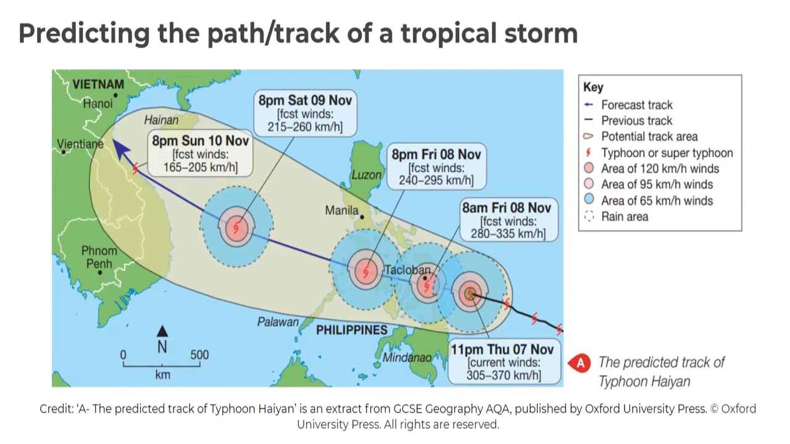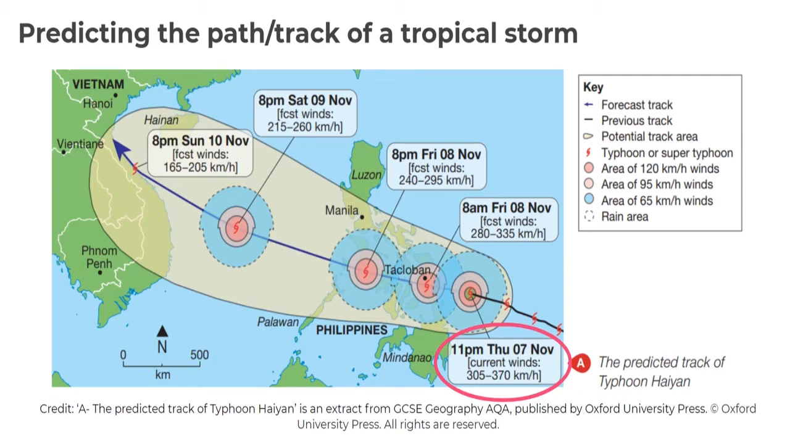The map on the screen shows an example of the predicted path of Typhoon Haiyan in 2013. It also shows rainfall and wind predictions to predict changes in tropical storm intensity over time. Being able to read this map is a geographical skill. So the blue line shows the forecast track where we think the tropical storm may travel. The map was actually created at 11 p.m. on Thursday, the 7th of November. And we know this because it talks about the current data, so current winds, for example. So we know when this forecast map was made.